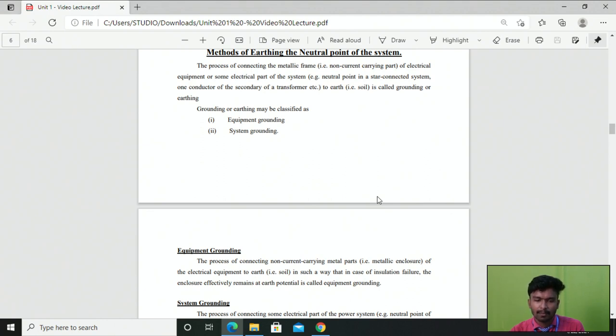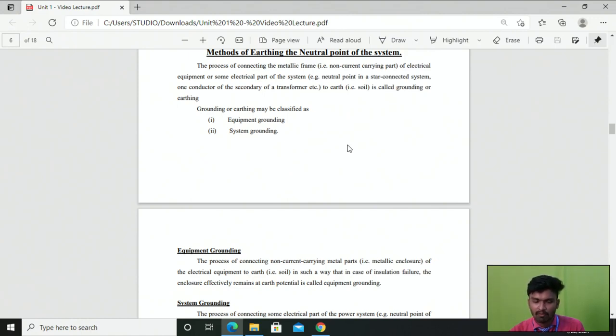Right. So earthing is the process of connecting the metallic frame, that is, the non-current carrying part of your electrical equipment, or some electrical part of the system. An electrical part of the system means, for example, the conducting part, that is the neutral point in the star connected system. That neutral point is conducting, but the metallic frame, which is nothing but an outer cover of your machine, does not conduct. Whenever a fault occurs, at that time there may be a chance for that metallic frame to conduct, but actually the metallic frame is a non-current carrying part.